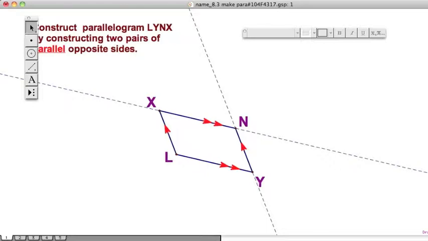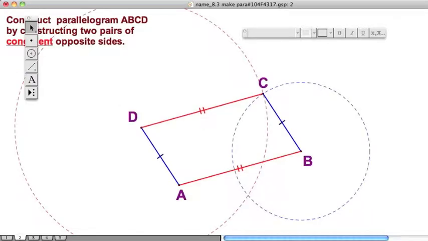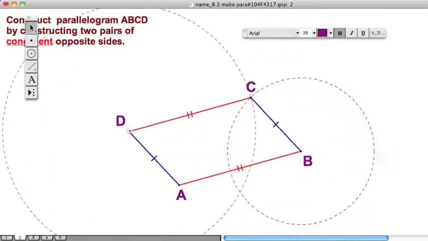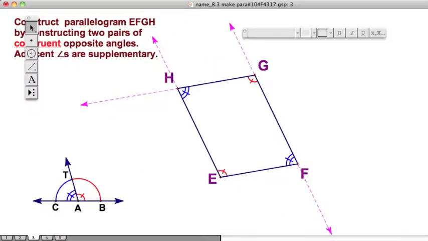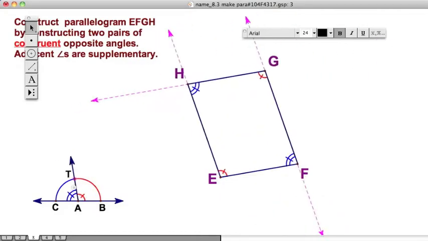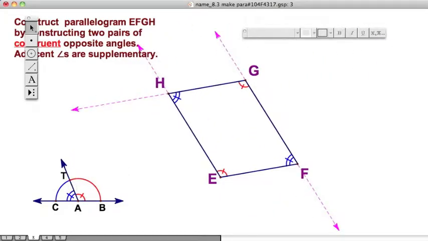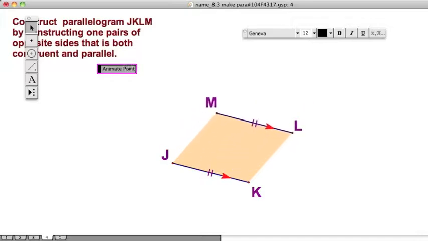Let's have a quick look at your 5 pages. Page 1, parallelogram, quadrilateral, where we made both pairs of opposite sides parallel. Page 2, the compass construction, where we made a quadrilateral with opposite sides congruent. Page 3, we made a quadrilateral with opposite angles congruent, adjacent angles supplementary. And page 4, we made a quadrilateral with one pair of opposite sides both parallel and congruent.